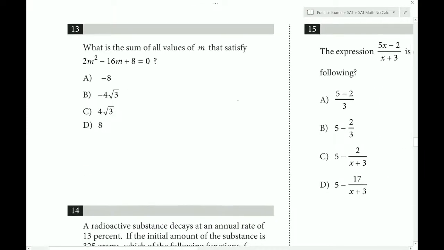Next, what is the sum of all values of m that satisfy this equation? So our first step is going to be to factor out a 2, which is a common factor for all three terms. So we get m squared minus 8m plus 4 equals 0. Then we could divide by 2 on both sides, effectively canceling out the 2. Next, we'd factor this using a trinomial factoring approach. So we have same negative, and the numbers are either going to be 2 and 2 or 4 and 1. Right, 1 and 4, 2 and 2.